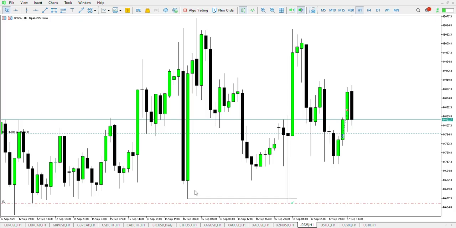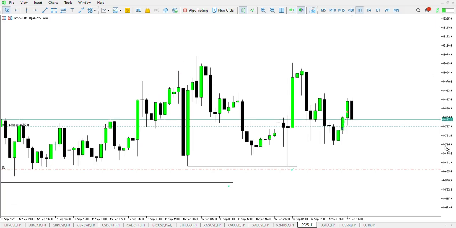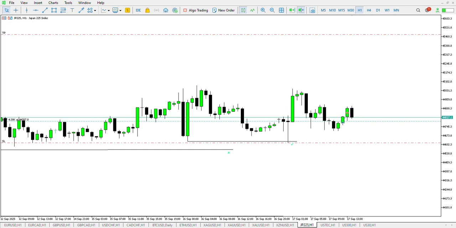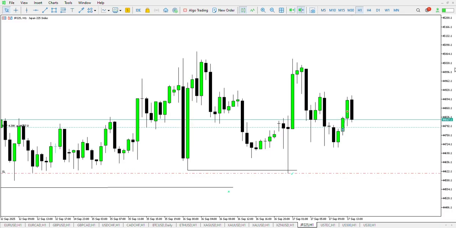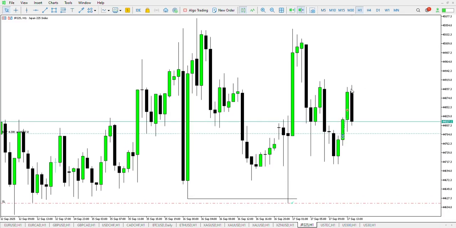This high led to the stop run, and the price aggressively breaks above it. And then I wait for a retracement into the other block here. That is my entry, my stop loss at the swing low, and my target is here, one standard deviation as usual. Okay, and I'm risking 0.5% on this one as well.